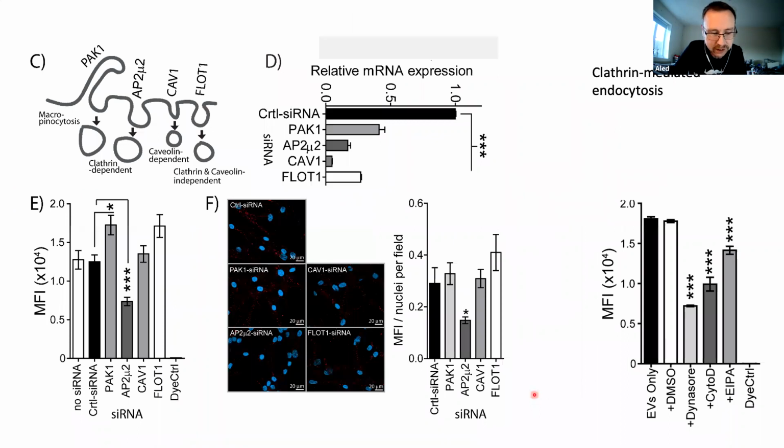So Arwen's designed some really lovely siRNAs that are very specific to endocytic pathways. And when we block this AP2, which is a clathrin-dependent regulator, we see really nice attenuation of vesicle entry into fibroblasts. Some of the pharmacological inhibitors also work. Dynasore works really well, which would be consistent with the clathrin-dependent attenuation.